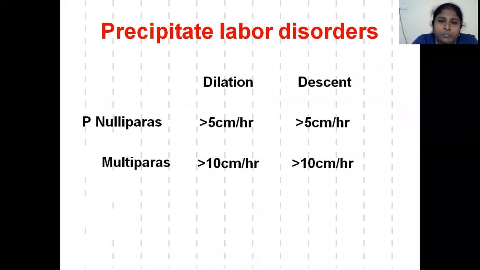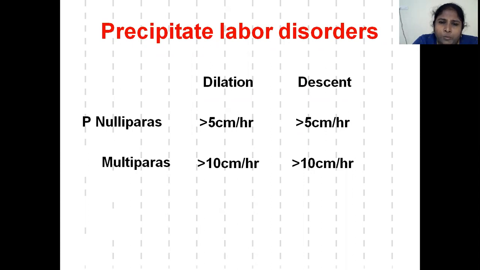Next, precipitate labor. I already told you, here it is faster than normal. That is the main thing. And in a primary, normal labor should take the usual amount of time. It should not be too fast, it should not be too slow. If it is too fast, like in a precipitate labor, the main problem is the uterus. It will be in a contracted mode, and after delivery it will lead to severe postpartum hemorrhage.